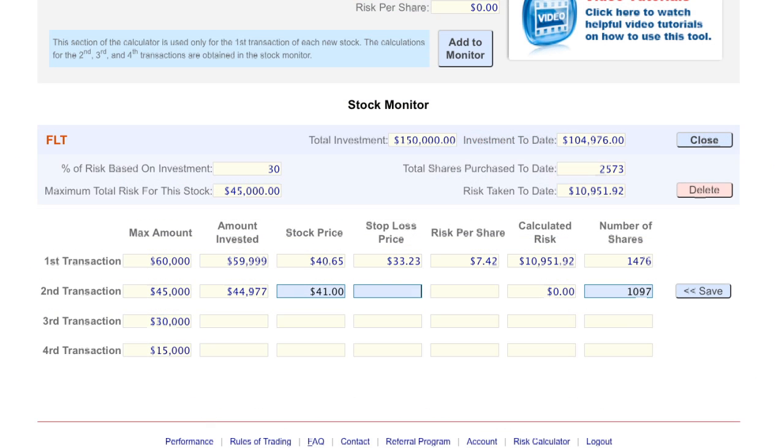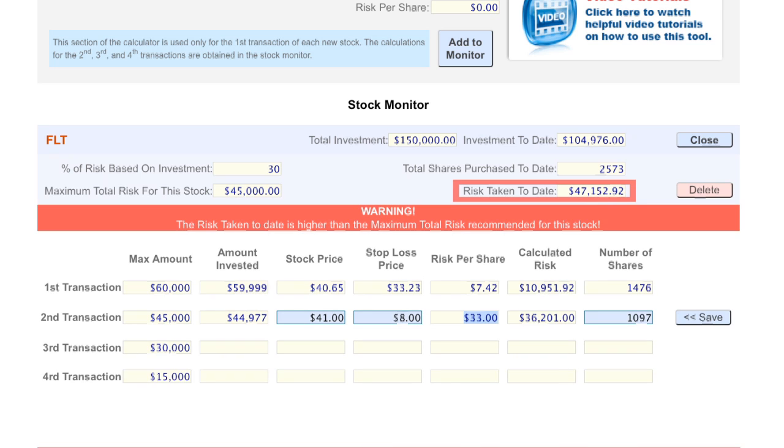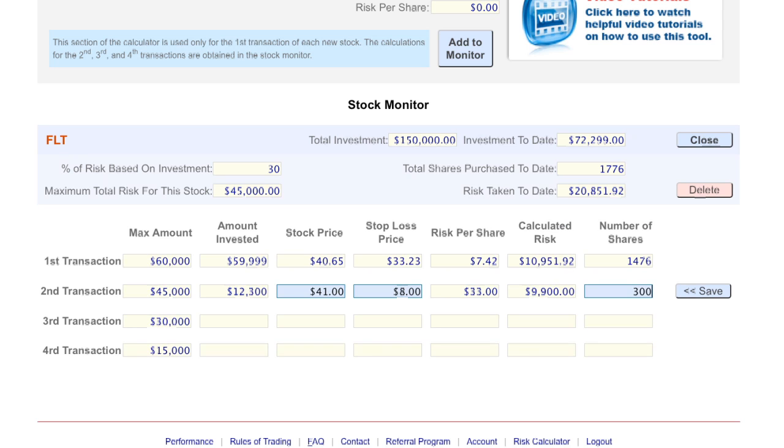There will be times when the risk taken will exceed the maximum risk allowed. If this happens, a warning will appear as shown, and you will need to manually adjust the amount of shares lower, like so. Now the risk taken does not exceed the maximum risk allowed. You are now ready to start using the risk calculator.